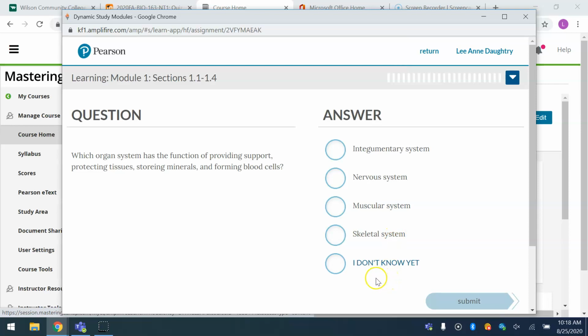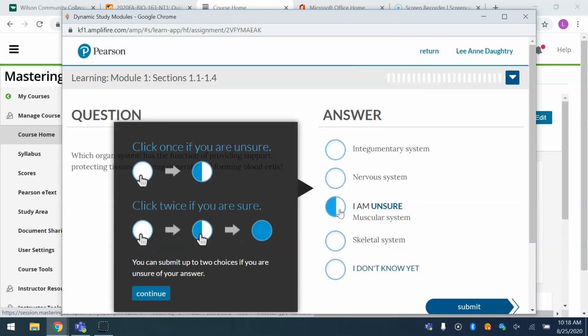Now, of course, I don't always know the answers, but I know the answer to this one. But I'm just going to guess, okay? I'm going to guess that it's the muscular system.